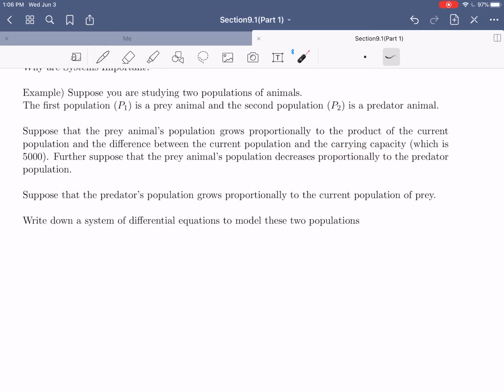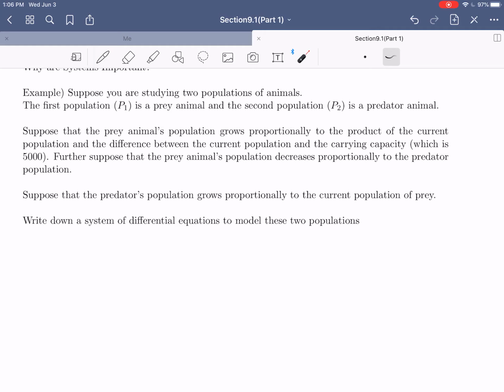This is pretty standard. We did this way back in chapter 1. We actually called this the logistic growth model, right? This logistic growth model basically says that your population grows according to some proportionality to how many there currently are, but also how different your current population is from the max population, which we call the carrying capacity.